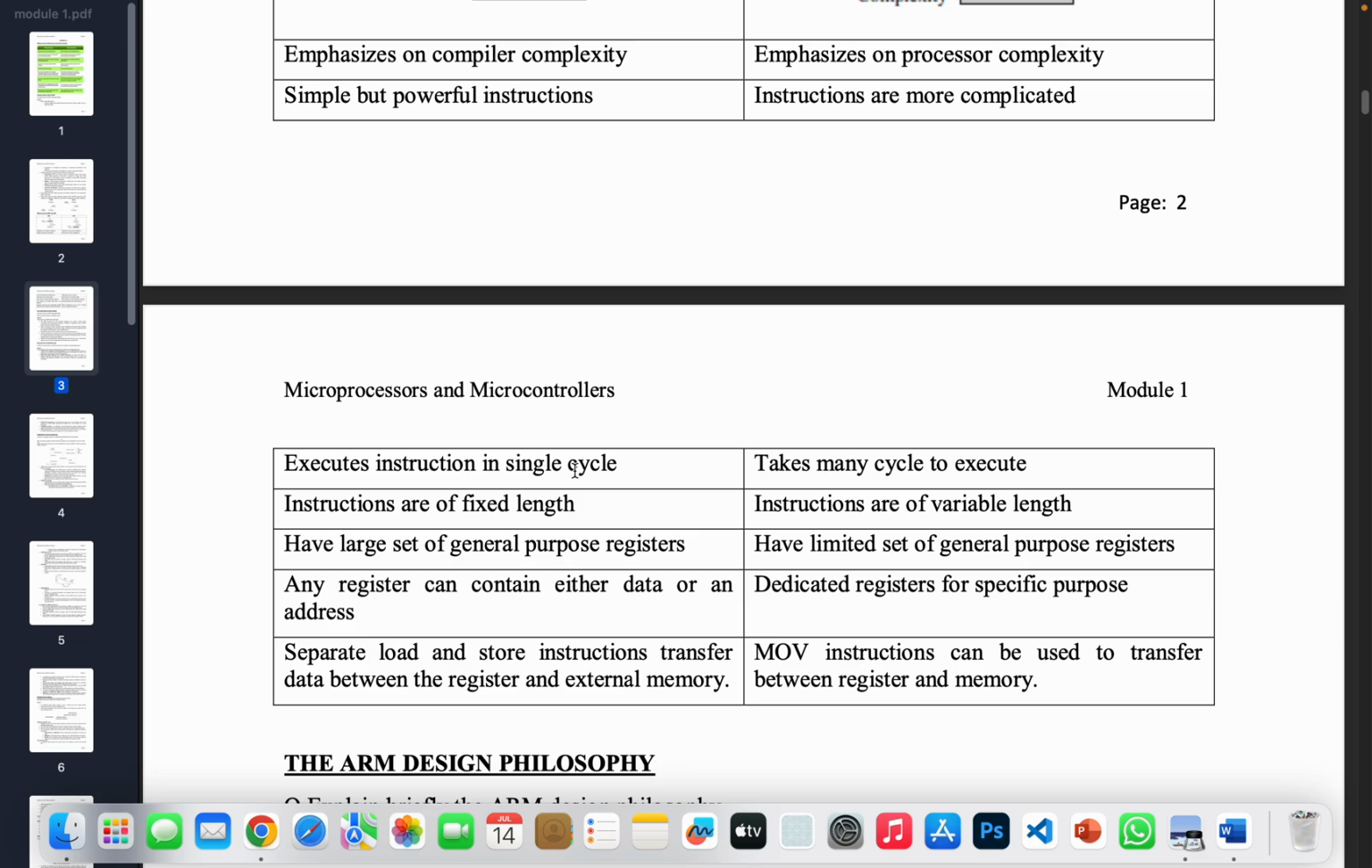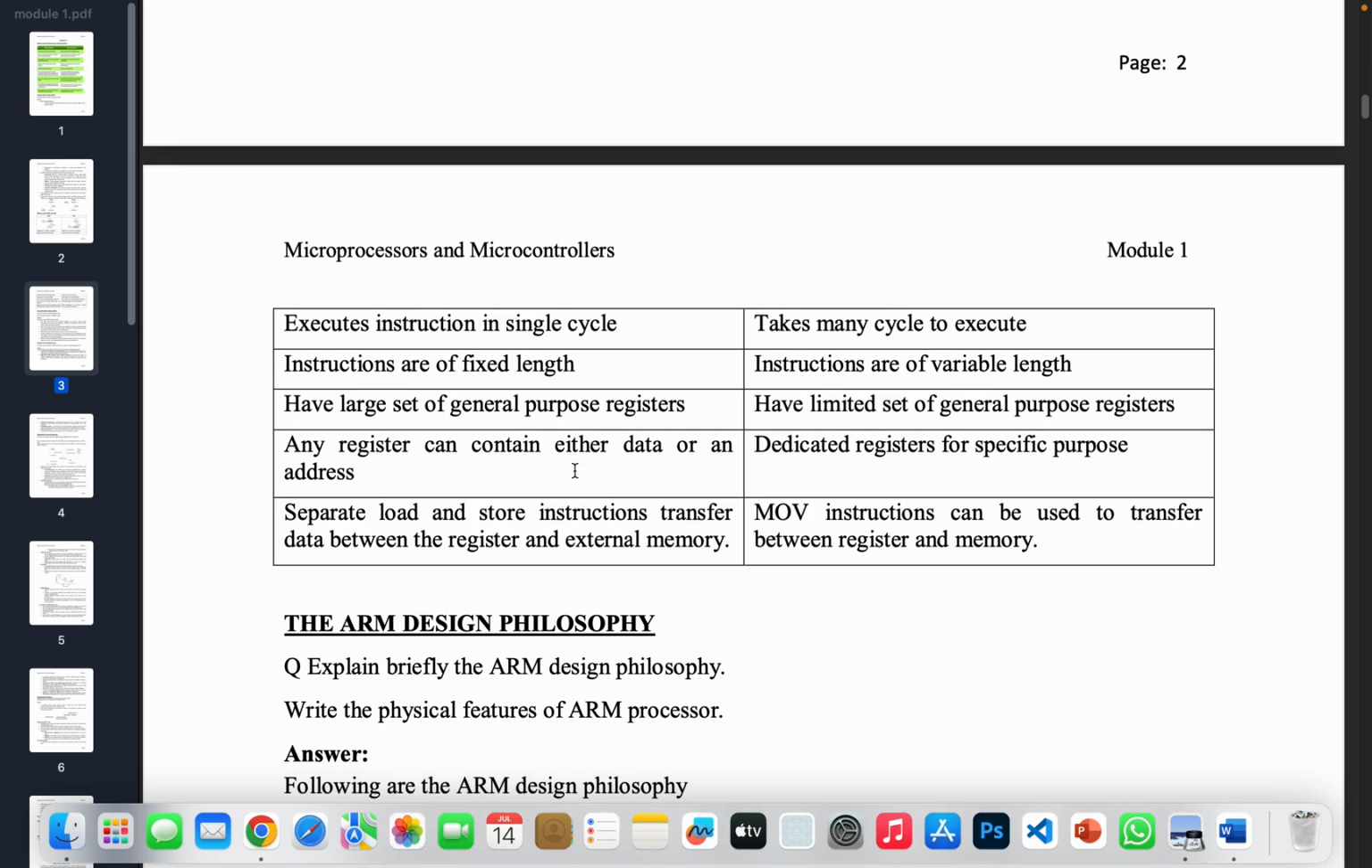RISC instructions are fixed length, CISC instructions are variable length. Having a large set of general purpose registers in RISC, having a limited set of general purpose registers in CISC. Any register can contain either data or an address in RISC. Dedicated registers have specific purposes in CISC.